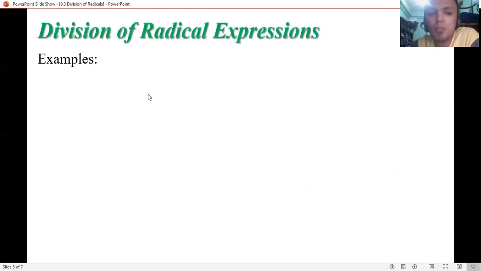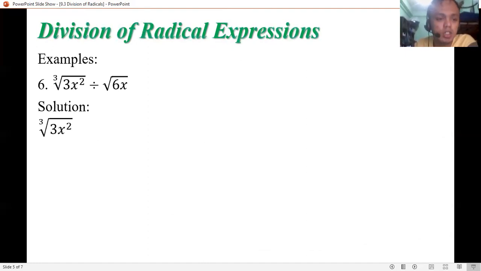Okay, ito medyo mahirap. Cube root of 3x squared divided by square root of 6x. As you can see, magkaiba sila ng index pala, no? Sabi ko kanina, okay lang yung sa radical expression, sa division, kung magkaiba yung radicand as long as magkaparehas yung index. But this time, index naman yung magkaiba at saka yung radicand. Okay? So just like what we did in multiplication of radicals with different index, i-write natin siya into exponential form.